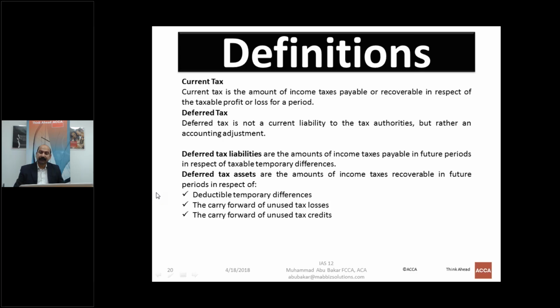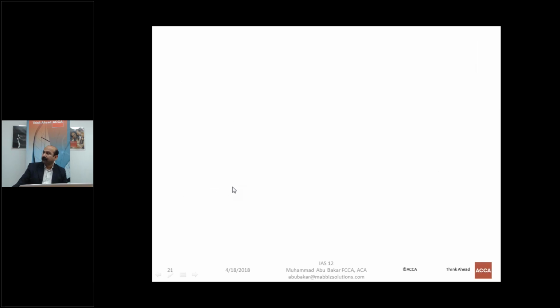Deferred tax liabilities are the amounts of income taxes payable in future periods in respect of taxable temporary differences. Deferred tax assets are the amounts of income taxes recoverable in future periods in respect of deductible temporary differences, the carry forward of unused tax losses, and the carry forward of unused tax credits. Okay, so these are the definitions.